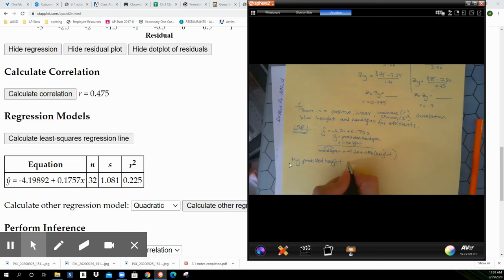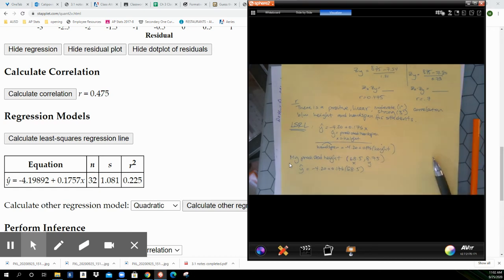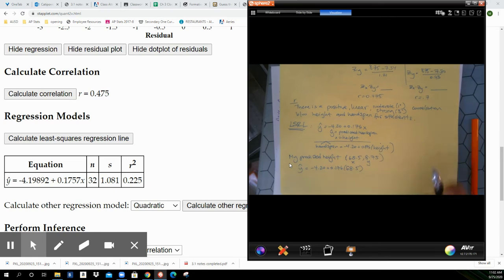So my actual height, my point is 68.5, 8.75. So this is my x and this is my y, and I'm currently working on finding my y hat. So I'm going to substitute my actual height into the equation we have. And then we'll see what my residual looks like after that. Now, I happen to know that I have a pretty large handspan. I am a piano player. I'm also a very flexible person.